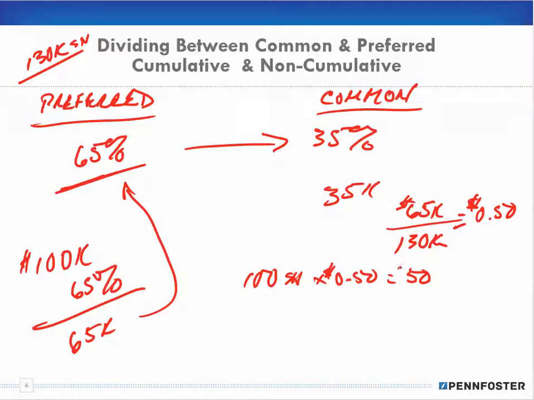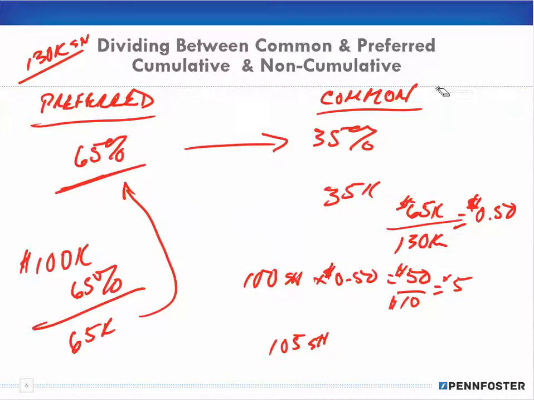And if you have 100 shares times the 50 cents per share, you're going to get $50. Of course, you can either get that as cash back, or you can purchase more stock with that. If the stock is at $10 a share, that means you're going to get 5 additional shares, and so now you have 105 shares of preferred stock.